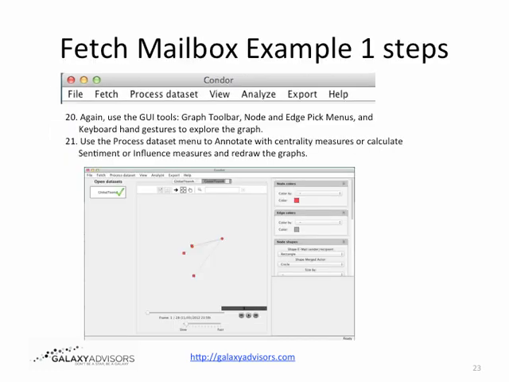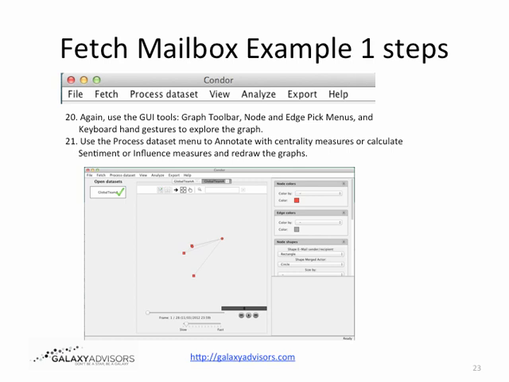Another suggested step is, again, you can come back to the GUI menus. In the dynamic view, you have the graph toolbar, node and edge pick menus, and the keyboard and hand gestures to explore. But in this case, use the process data set menu to annotate with centrality measures or calculate the sentiment or influence measures, especially if you selected your email with content, and redraw the graph. Here I have an example of the dynamic view, and you can see at the very bottom there's a new set of sliders showing the frame.